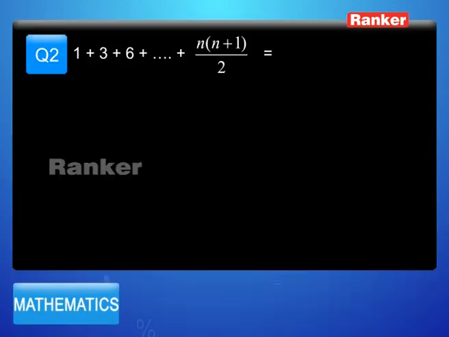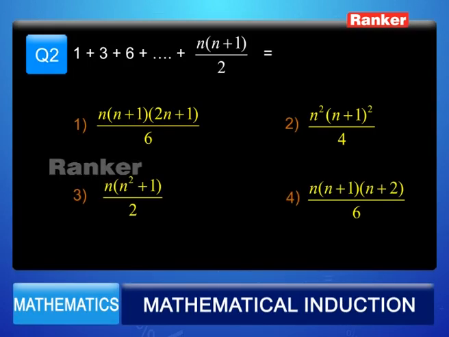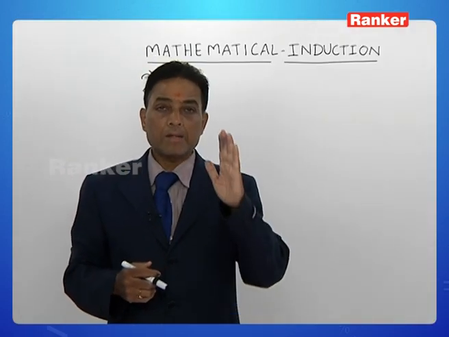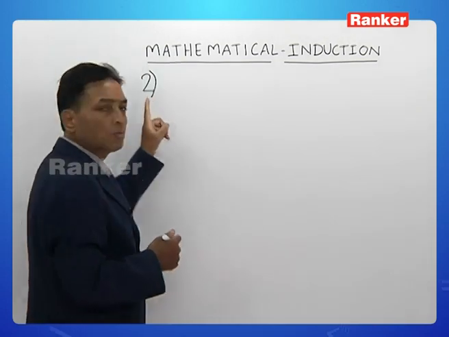Question number 2. The nth term of 1 plus 3 plus 6 and so on is n into n plus 1 by 2. Now, here they are asking for the total sum of the series, not only the nth term, the sum of the terms from 1 to the nth term. What is the value? 4 options are given: n into n plus 1 into 2n plus 1 by 6, second option n square into n plus 1 whole square by 4, third one n into n square plus 1 by 2, fourth one n into n plus 1 into n plus 2 by 6. Now, let us see what is the right answer and right option to question number 2.